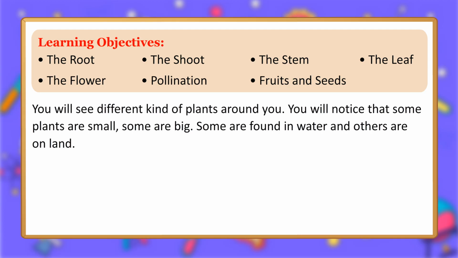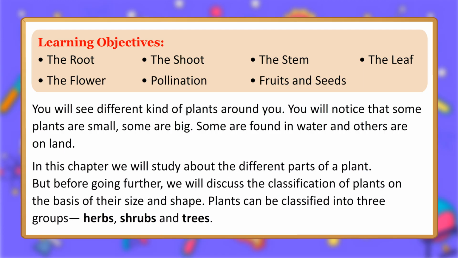You will notice that some plants are small, some are big, some are found in water and others are on land. In this chapter we will study the different parts of a plant. But before going further, we will discuss the classification of plants on the basis of their size and shape.